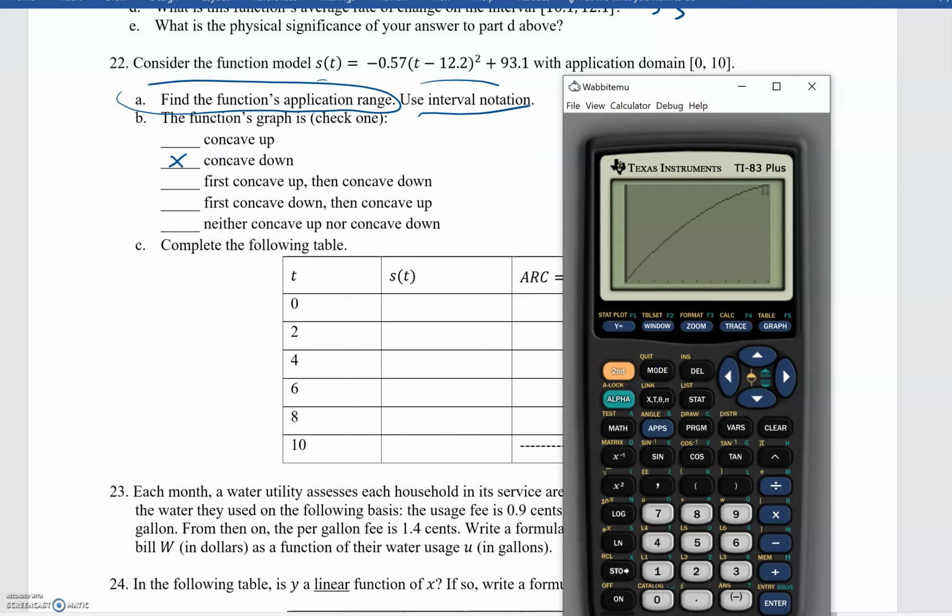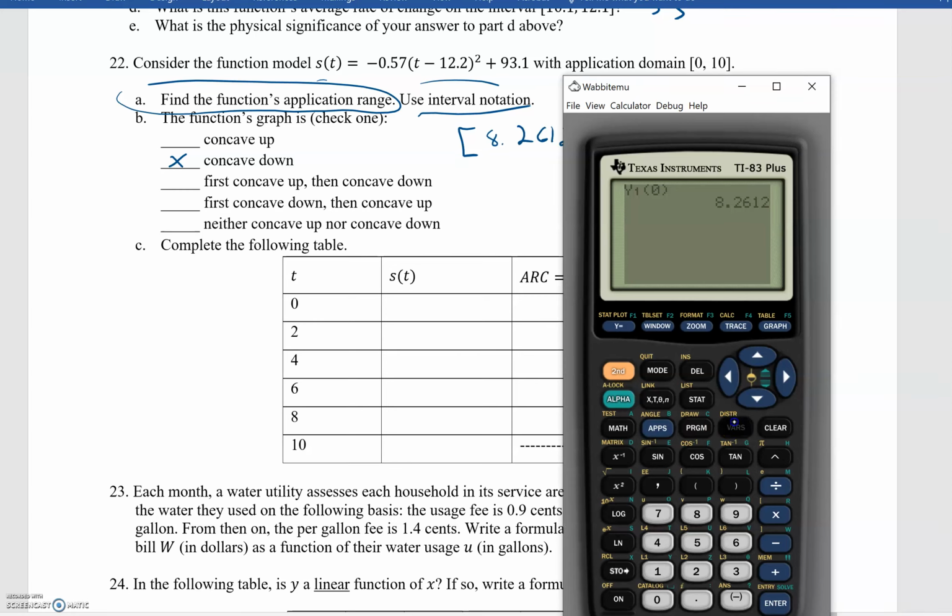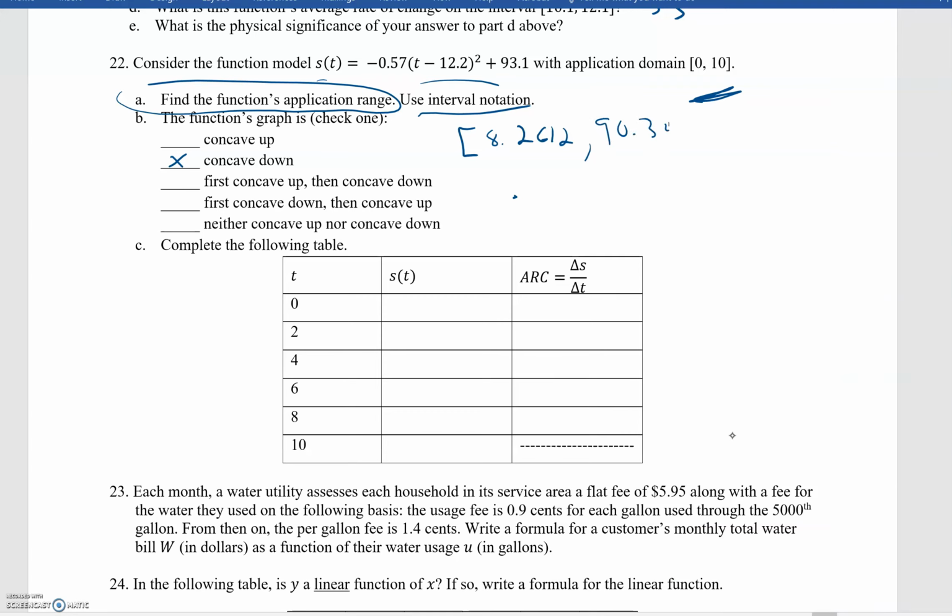So I will exit. There is another way to do this using a function called calc value, but I've avoided that so far. So I'll just do this using vars, yvars. So y1 of 0 is 8.2612. So that's going to be the beginning of my range. And the end of my range will be vars, yvars, function y1 of 10. And that's 90.3412. And that's my range.